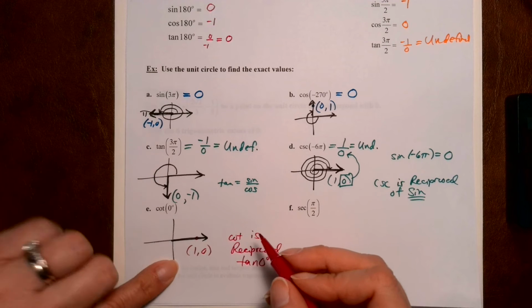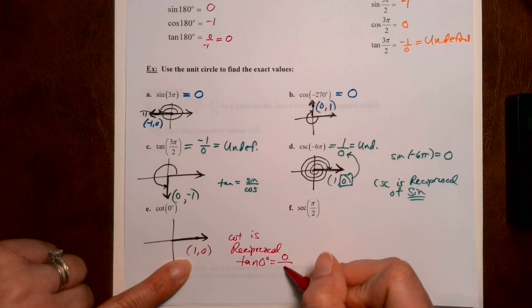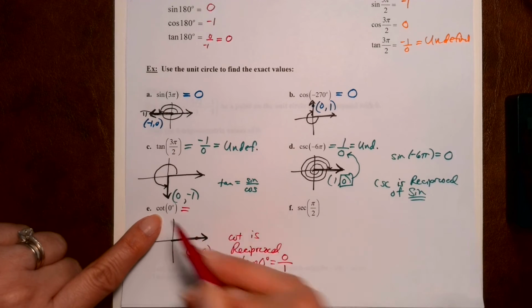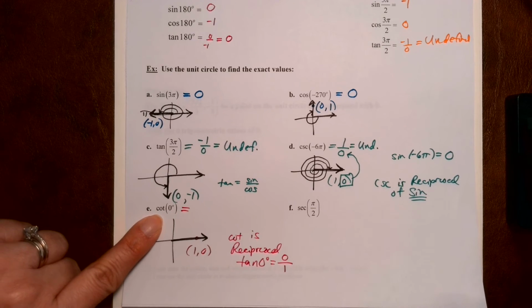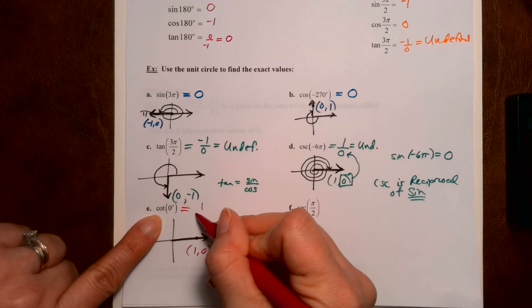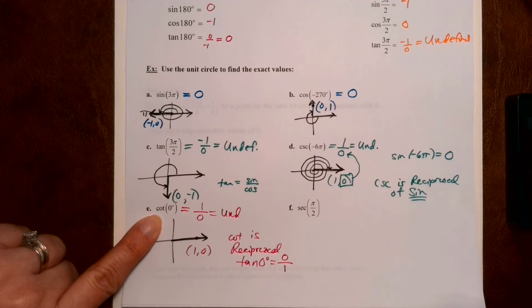Tangent is sine over cosine. So that means that the cotangent answer would be cosine over sine. 1 over 0, which is undefined.